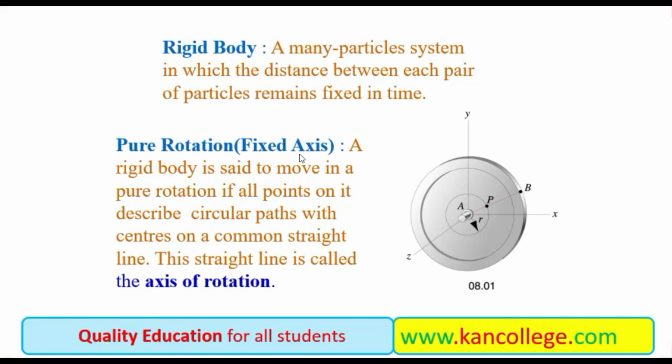Fixed axis, what is a fixed axis, or pure rotation? A rigid body is said to move in pure rotation if all the points on it describe circular paths with the centers on a common straight line. This straight line is called the axis of rotation, as the z-axis is the axis of rotation or fixed axis.